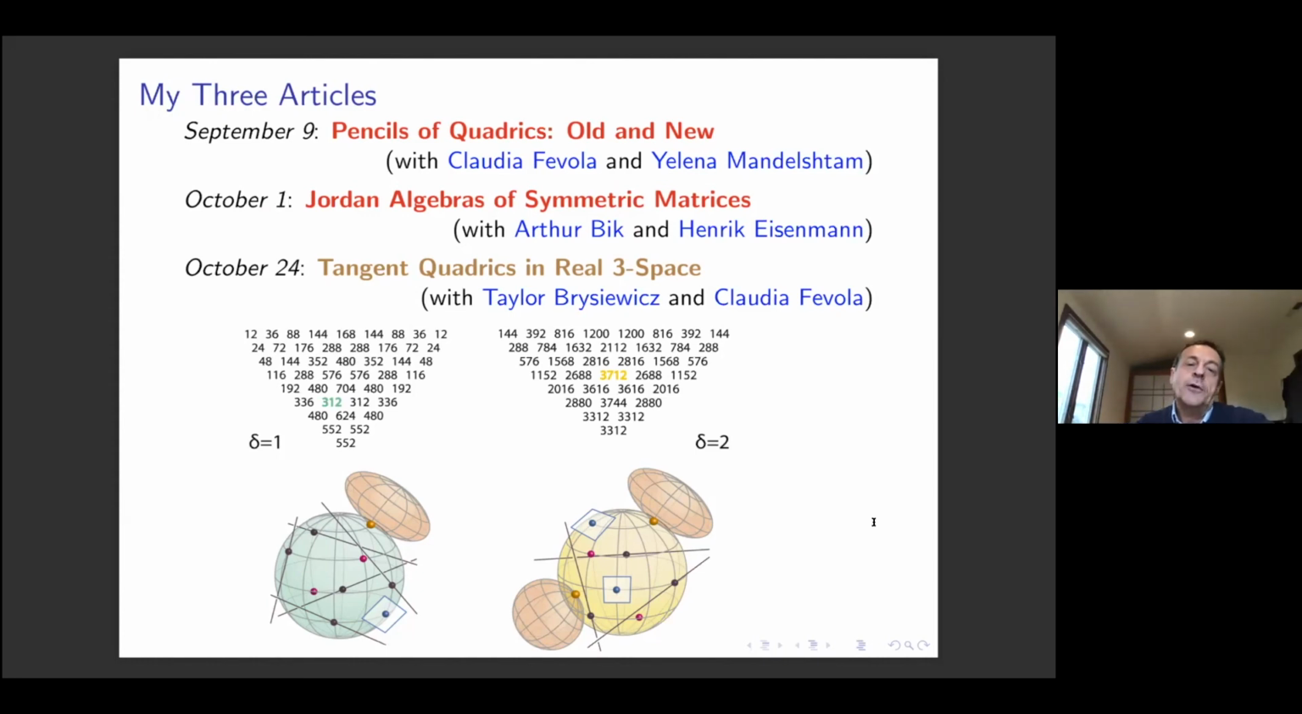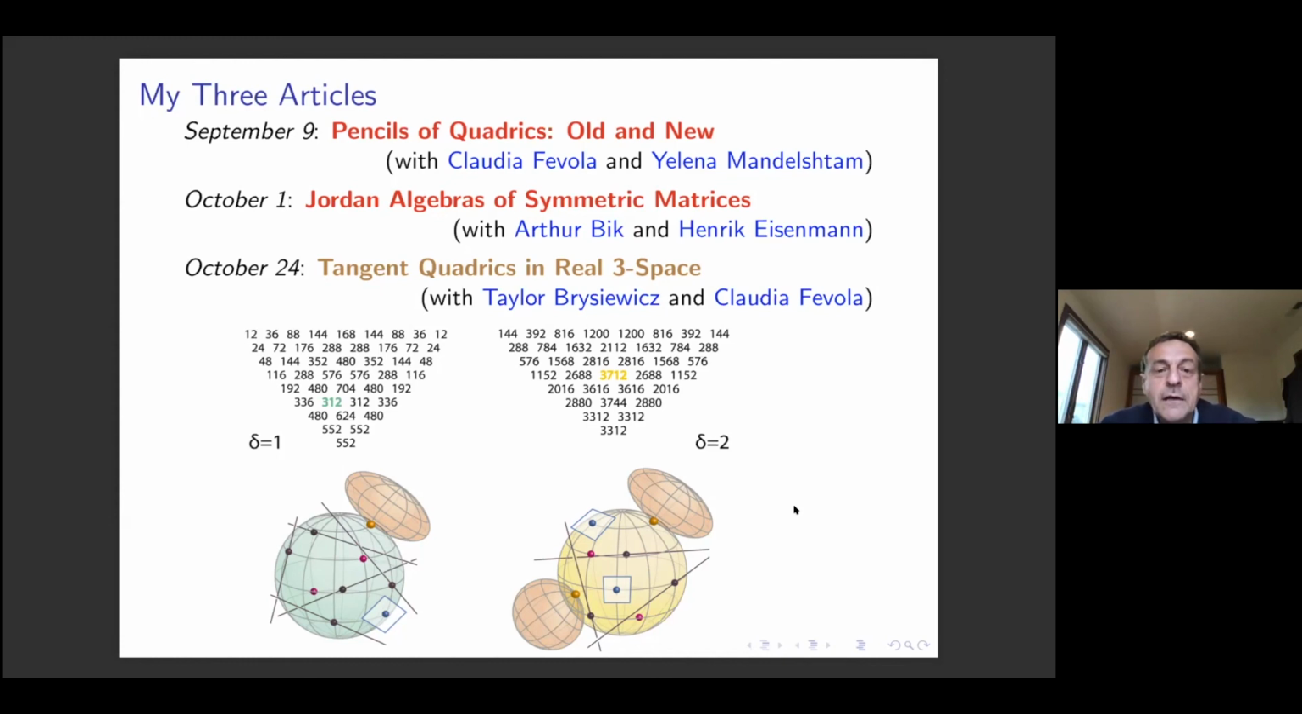So we can talk about tangent quadrics in real three-space. These numbers I already explained. Now I have 9 figures in three-space. But in these pictures, I allow 4 kinds of figures: points, lines, planes, and quadratic surfaces. Here I fix delta equals 2 quadratic surfaces, and then otherwise points, lines, and planes, say 2 points, 2 planes and 3 lines, and then there are 3,712 quadratic surfaces tangent to those 9 figures.